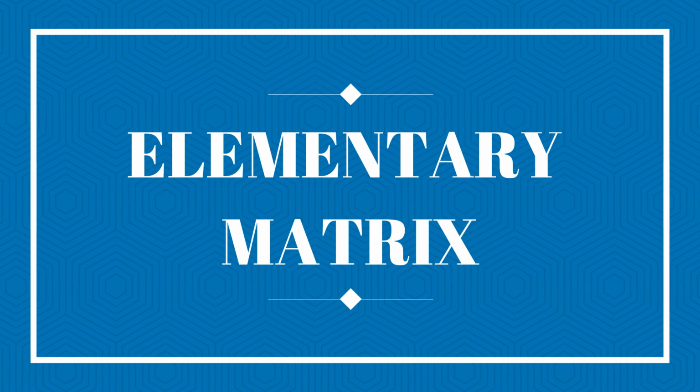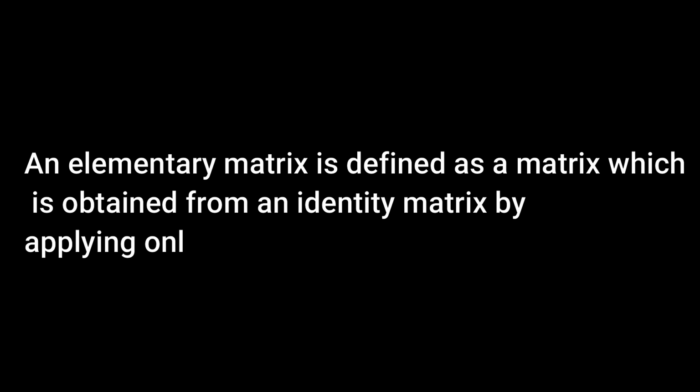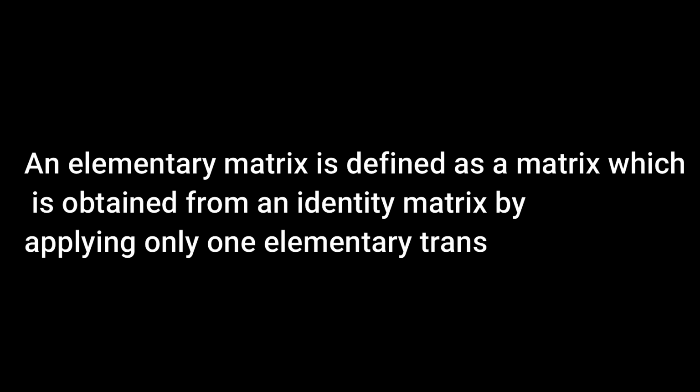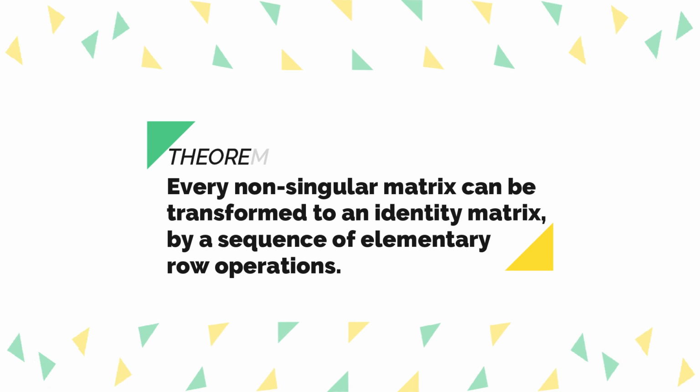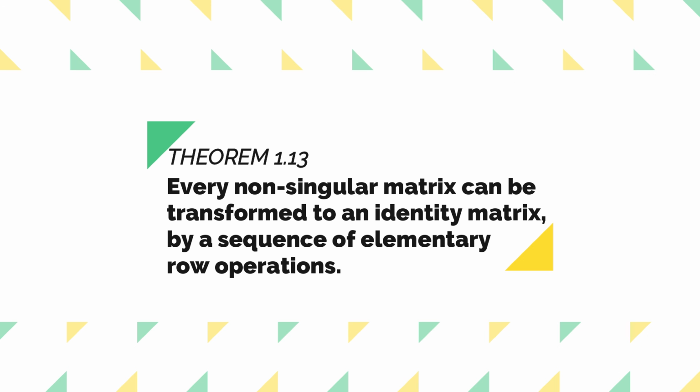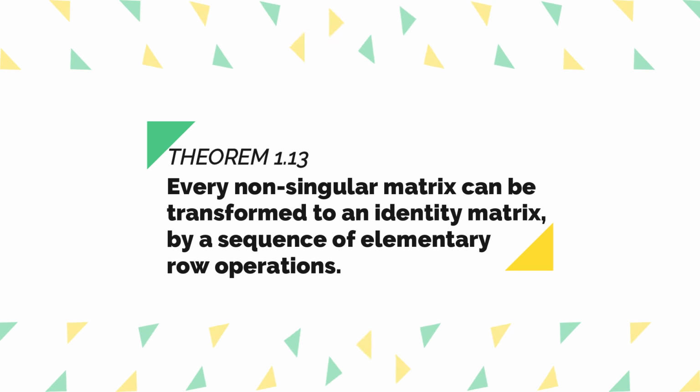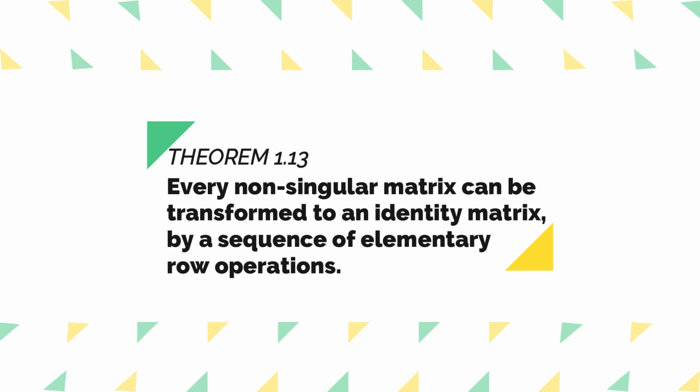Next, elementary matrix. An elementary matrix is defined as a matrix which is obtained from an identity matrix by applying only one elementary transformation. Next, theorem 1.13: every non-singular matrix can be transformed to an identity matrix by a sequence of elementary row operations. For this theorem, we have one example, 1.19.